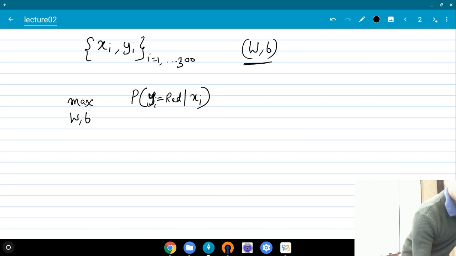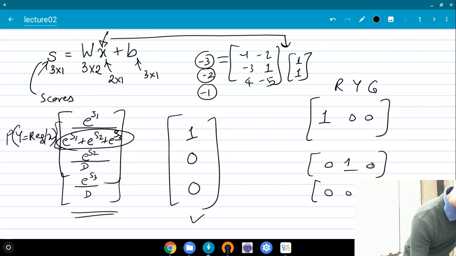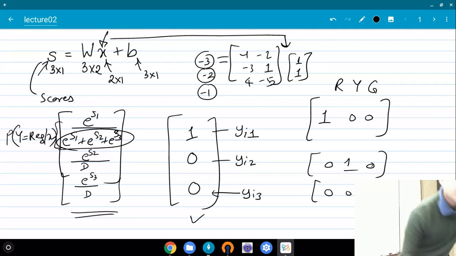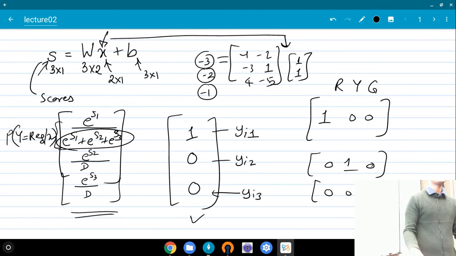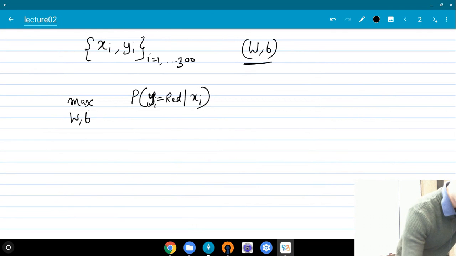The yi need not be red, and then I don't care about that part. So let's call this yi1, yi2, and yi3. It's just the ith observation, three numbers. Maybe the first coordinate is 1, which means it is red. The second coordinate is 0, so it's not yellow, and the third coordinate is also 0, so it's not green. So instead of saying this, I can use the probability to the power yi1. I can just multiply these.